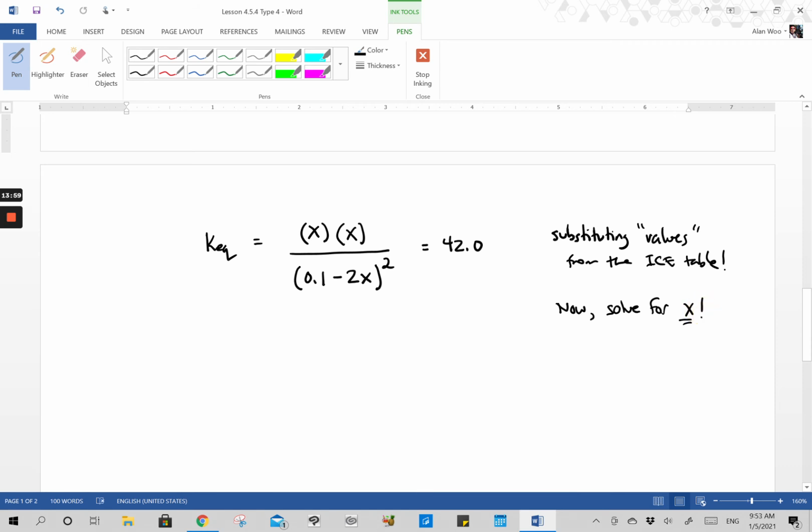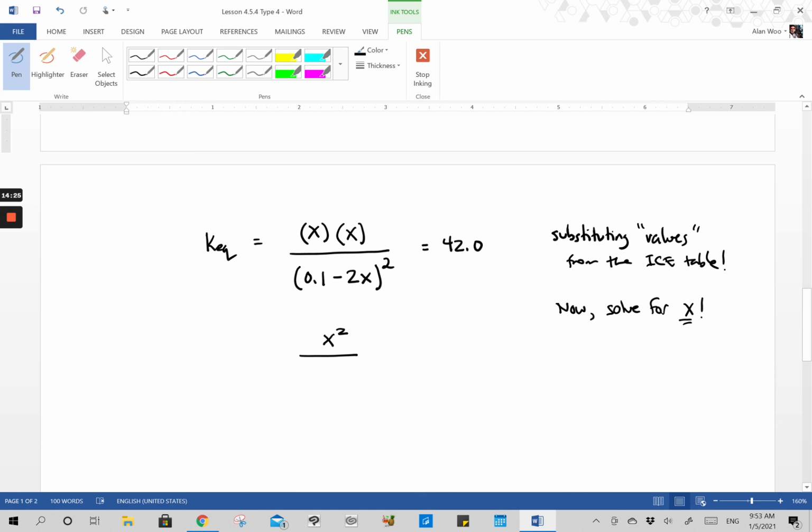So we're going to do some math. Everyone's favorite. X times x is x squared. Okay. Now I'll show you a little trick here. Because again, this is math, right? I could take 0.1 minus 2x and basically multiply it by another 0.1 minus 2x.